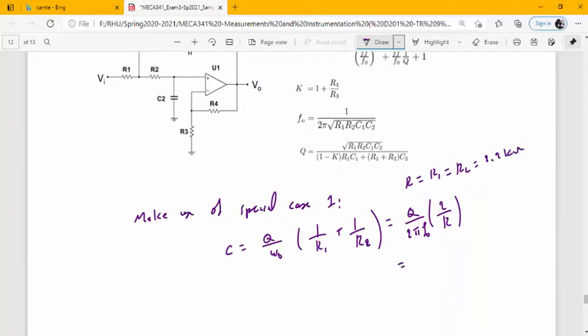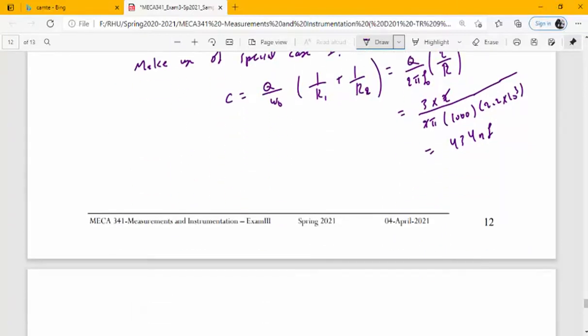So the peakness, or the quality, or the selectivity of the filter is given by 3 times 2 over 2 pi. You can cancel 2 with 2, pi f0. And you have R is equal to 0.2 times 10 power 3 ohms. This is equal to 434 nanofarad.